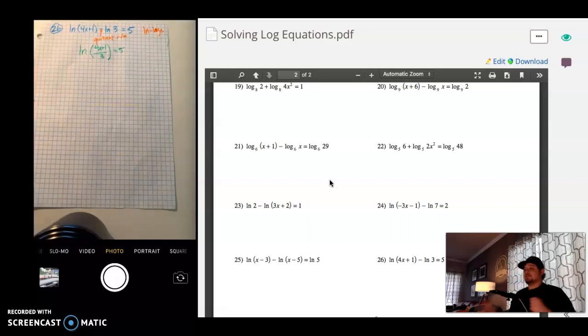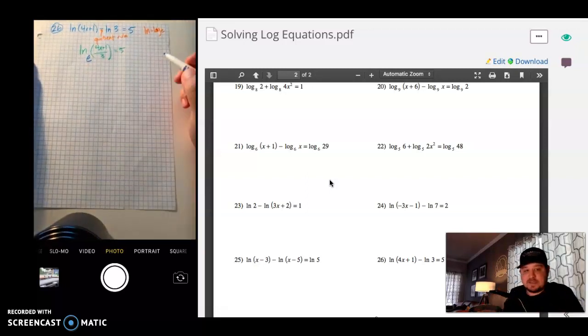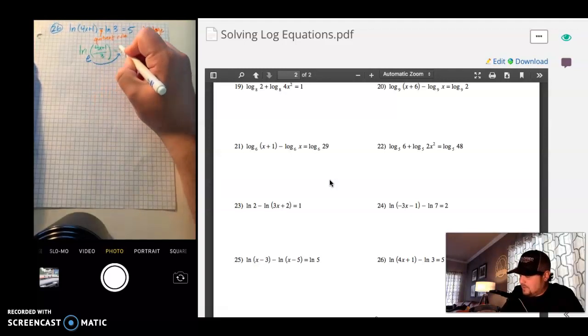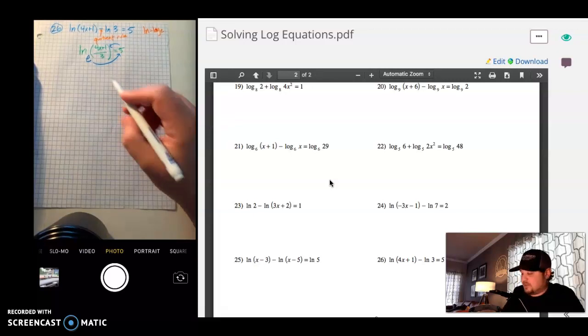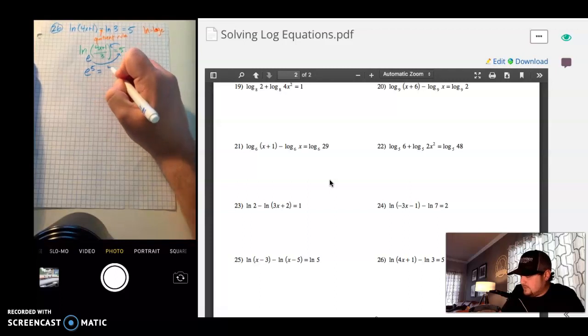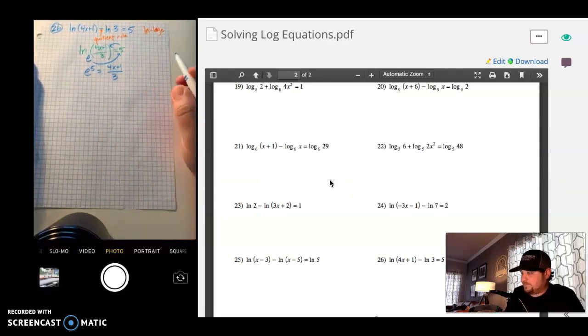All right, so next what we're going to do is walk this around to get rid of the log. To walk it around, I think it's important that we know that this has a base of e. So we're going to have e to the fifth equals this fraction expression there. So we're going to have e to the fifth equals (4x plus 1) over 3.